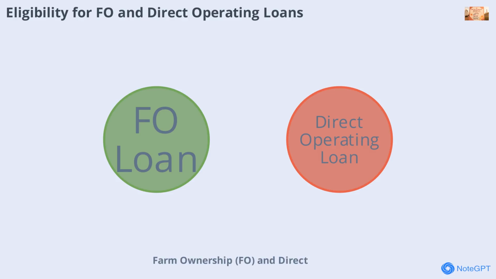Farm ownership (FO) and direct operating loans have specific eligibility criteria. Review these requirements carefully before applying. Meeting all criteria increases your chances of approval and helps you avoid unnecessary delays.